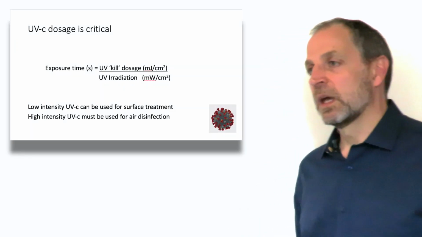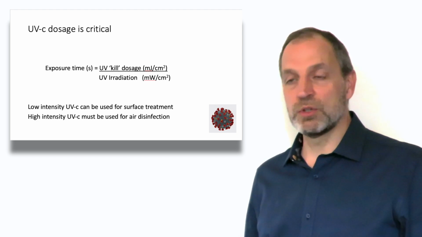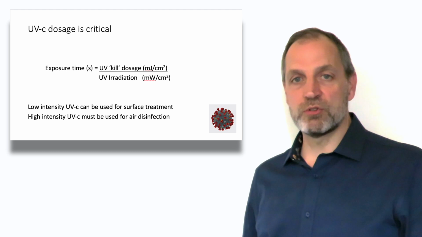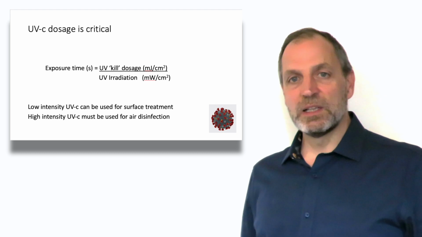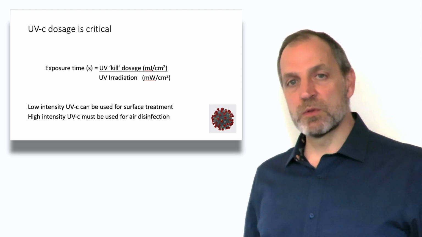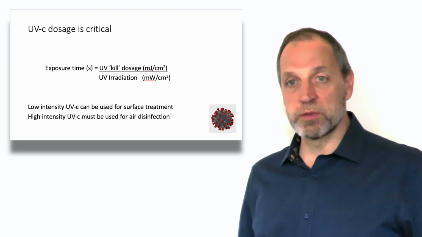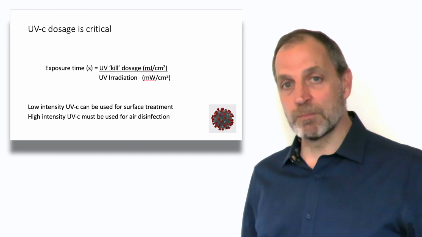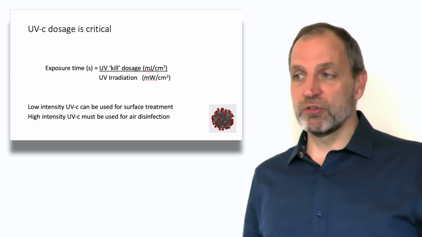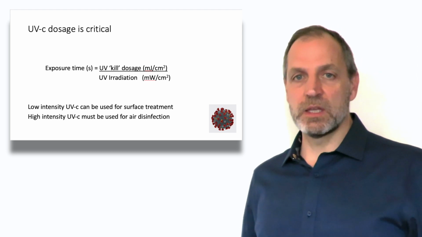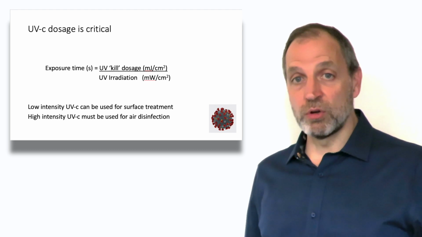And as you can see, essentially there's a relationship between the UVC kill dosage, the UV irradiation, and also the exposure time. And what this simple formula is telling you is that relatively low intensity UV light can be used for surface treatment because the treatment time, the contact time or the exposure time of UV light is over a long period. But air disinfection requires a high intensity UVC light because the contact time is very short.